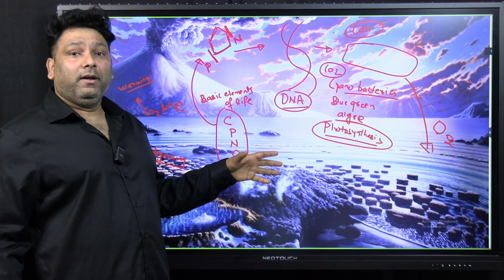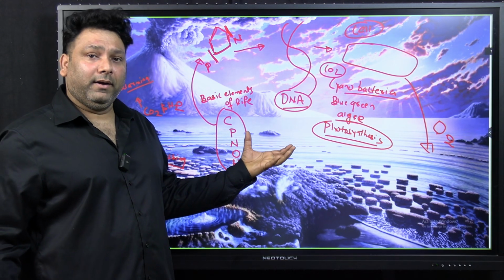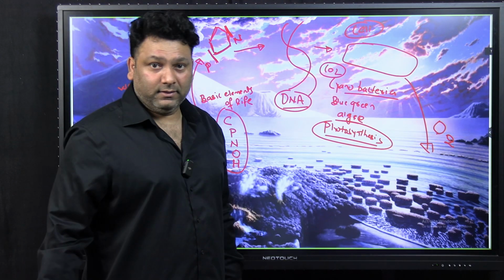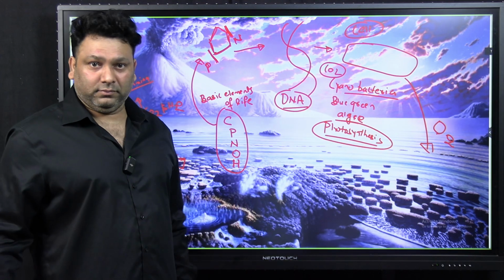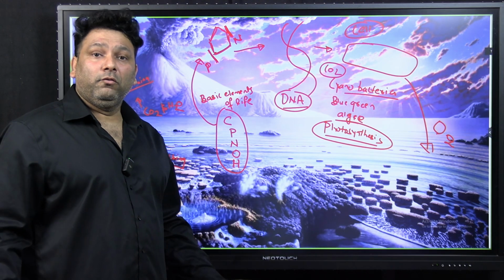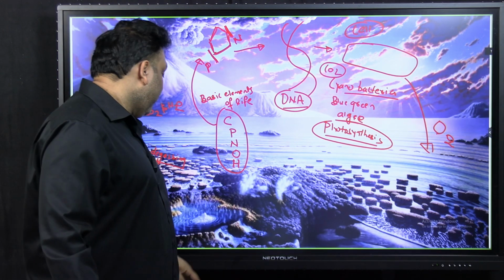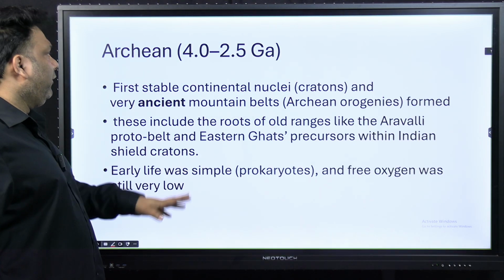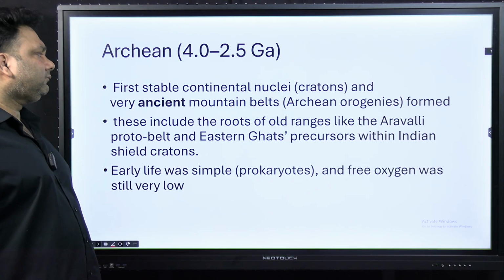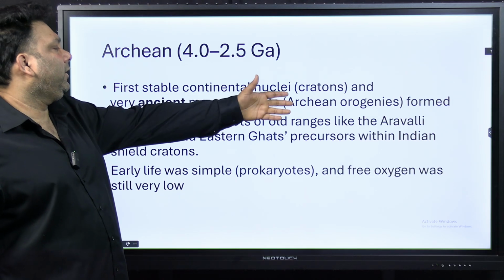Now whenever a new organism is evolving, it will sculpt the earth. पूरा algae form हो गया. So earth का जो shape है, means the surface जो है, उसमें change आ गया. So that is why the time period will also change. You can see the important points over here during the Archean period. First stable continental nuclei, cratons.